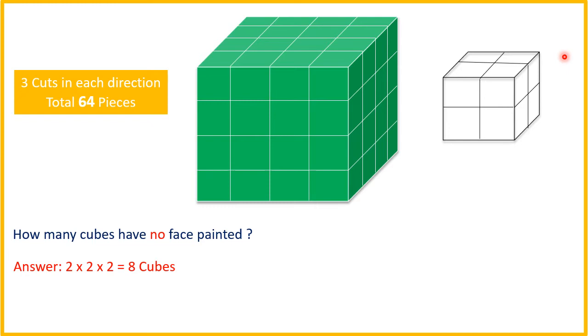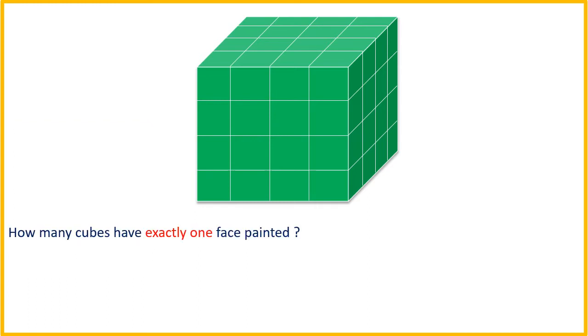So the matrix of 4 by 4 by 4 gets reduced to 2 by 2 by 2. The previous matrix was 4 in length, 4 in depth and 4 in height. As we have removed left, right, front, back, top, bottom layers, the matrix of 4 by 4 by 4 got reduced down to 2 by 2 by 2, जिसमें कोई color नहीं लगा है. Hence, it will be 8 cubes. My second question, how many cubes have exactly one face painted? ऐसे कितने cubes रहेंगे जिसमें सिर्फ एक ही face पे paint लगा है?